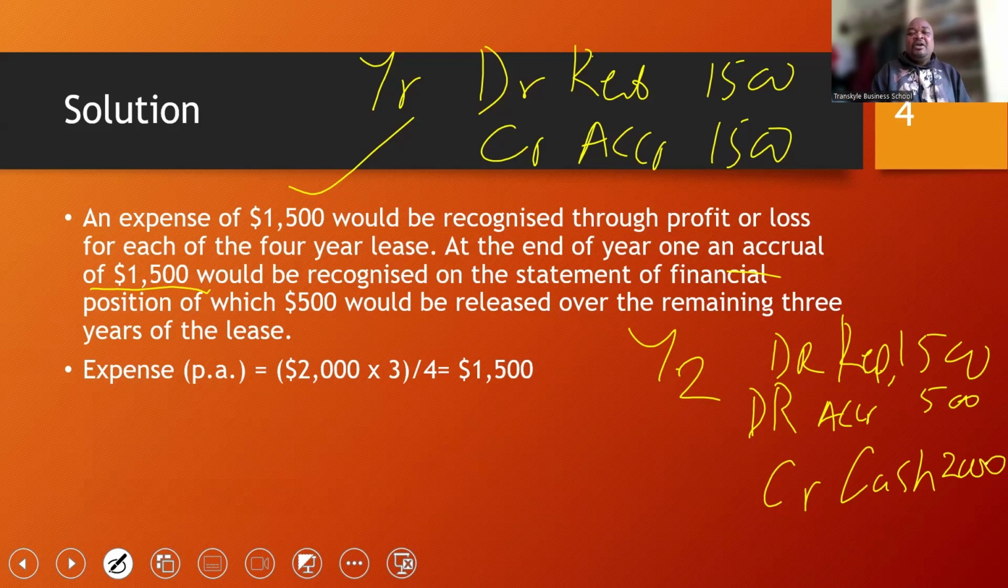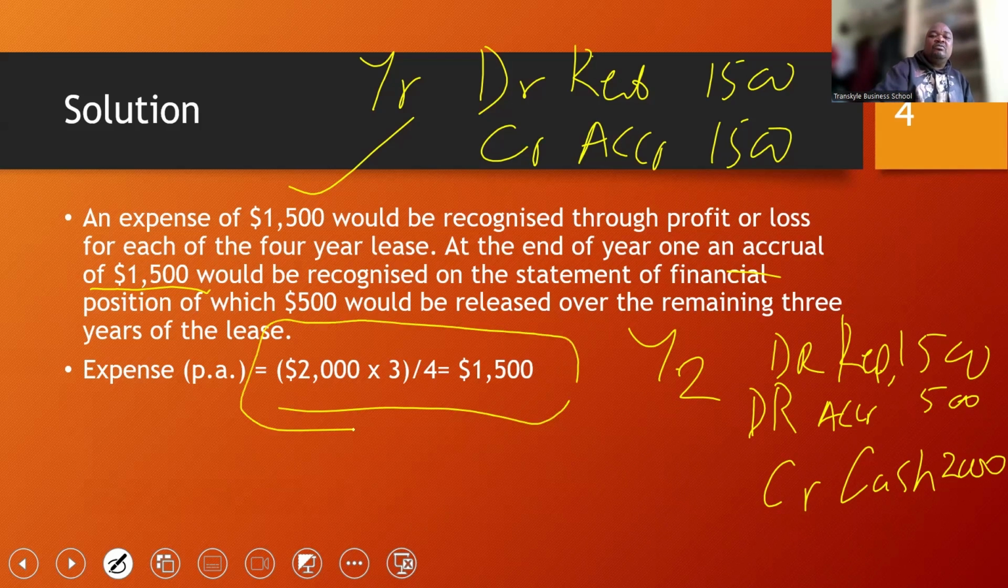So that's how we are going to treat this. That is in year 2. In year 1, no credit in cash. Why? Because Gogo said, keep your money. All right. So this is the expense per year. We have done the calculations. 2,000 multiplied by 3 years, that is year 2, year 3, year 4. Is that clear?